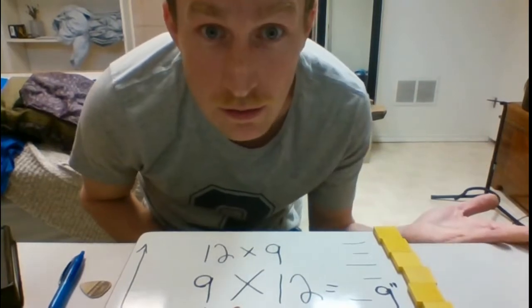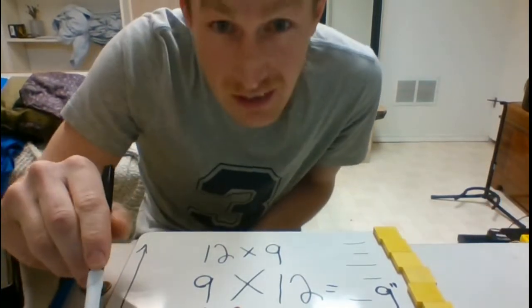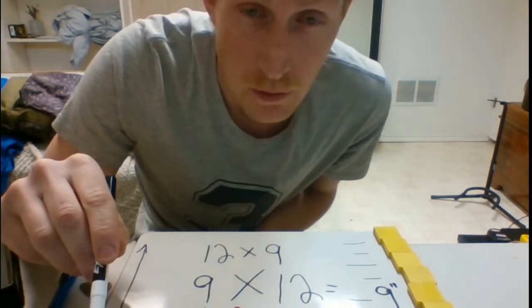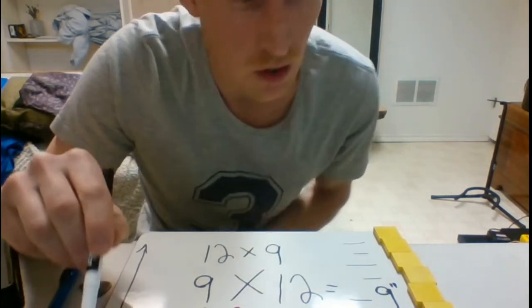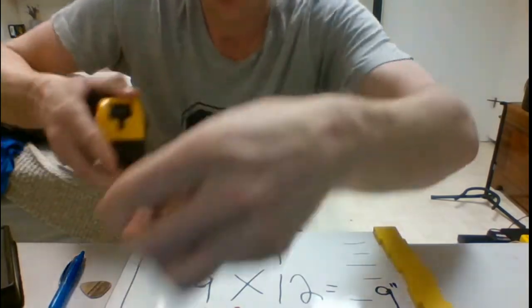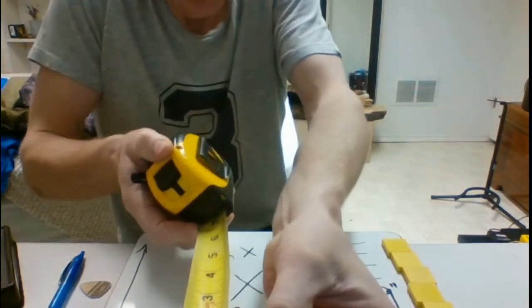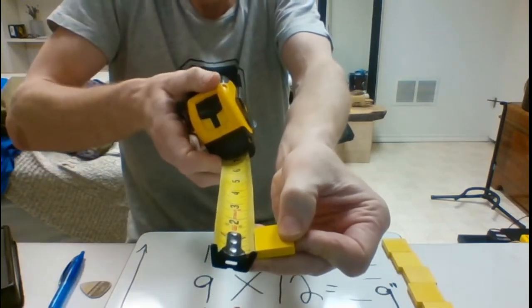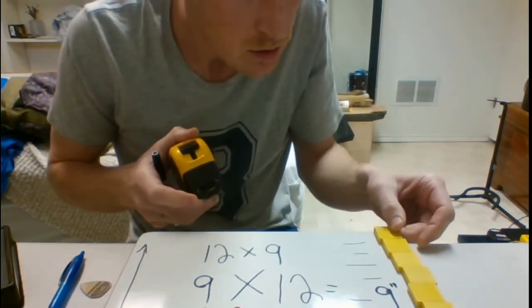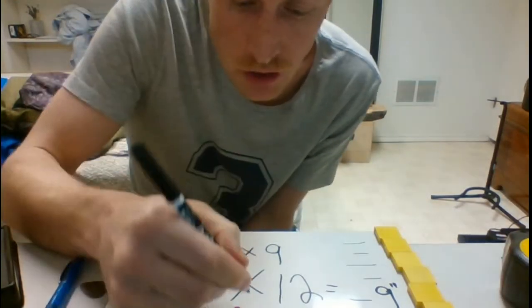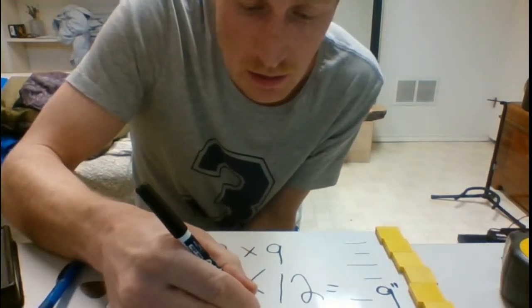Now the next question is 108 what? So these tiles, we could say 108 tiles is the area, but to make it more mathy, we want to say, well, these tiles are 1 inch tiles. So we would think of 108 inches.